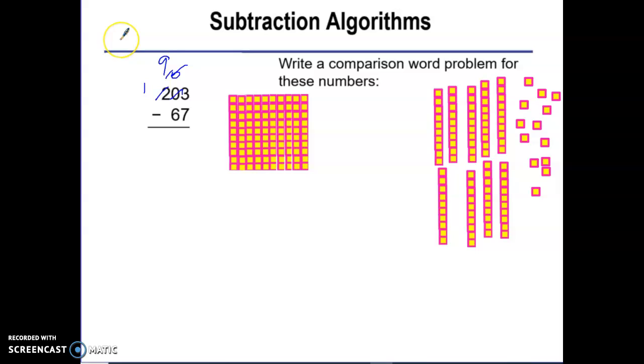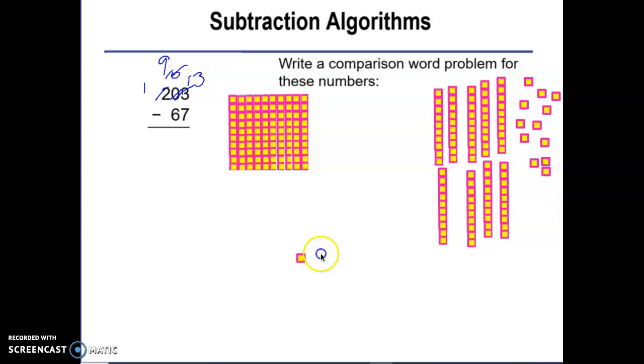I have 13 tinies because the 10 that I already had combined with the three that I already had combined with the 10 that I put over there makes 13 total tinies. Okay, now we can take away 7 of them.